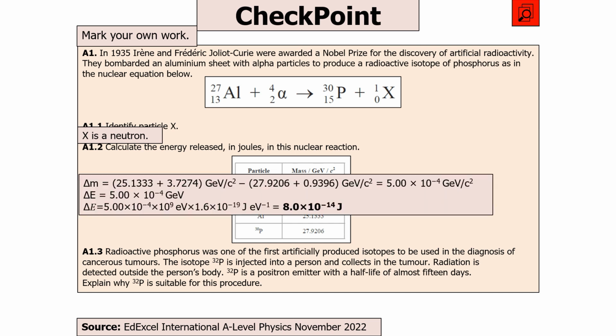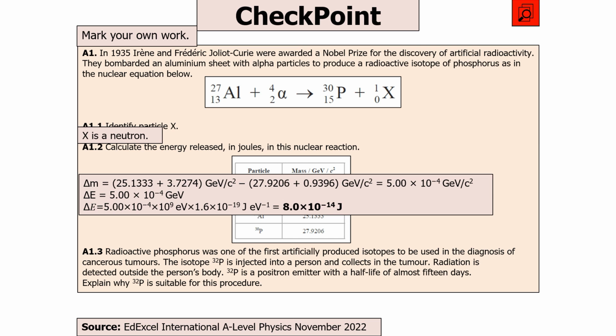In this next one, we work out the change in mass between the particles before and the particles afterwards. The change in mass given in the units is 5 times 10 to the minus 4 gigaelectron volts per c squared. So the energy, E equals mc squared, so the c squared cancels through. The energy is 5 times 10 to the minus 4 gigaelectron volts. We can then turn that into joules by multiplying by 10 to the 9 to get into electron volts, then by 1.6 times 10 to the minus 19 to get into joules, so it's 8 times 10 to the minus 14 joules.